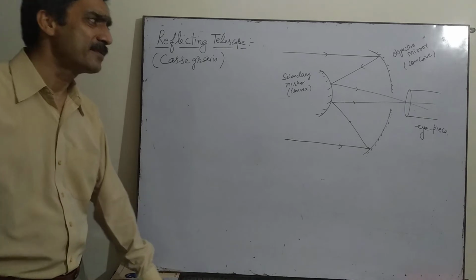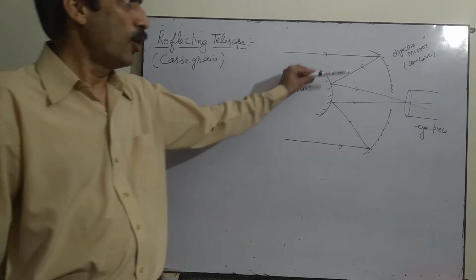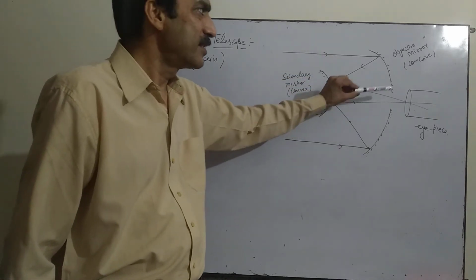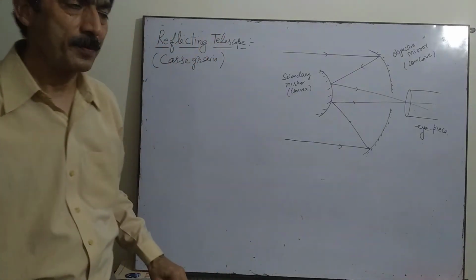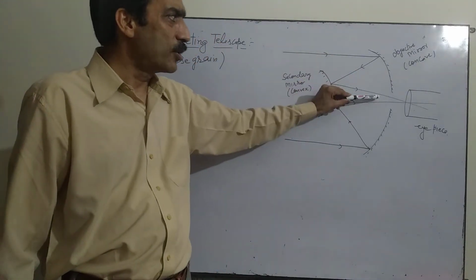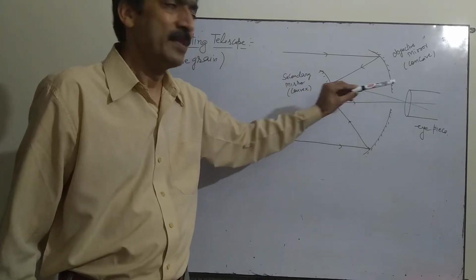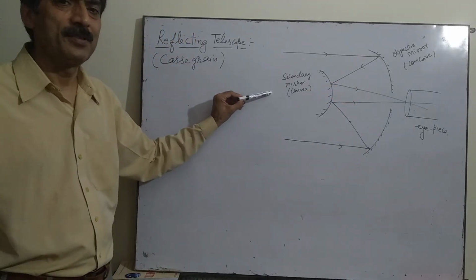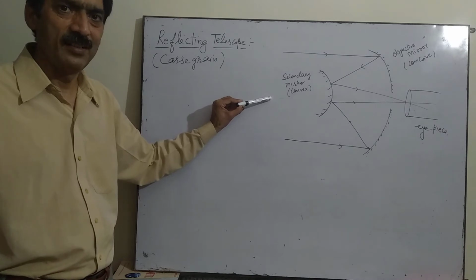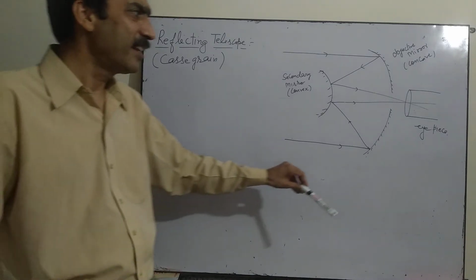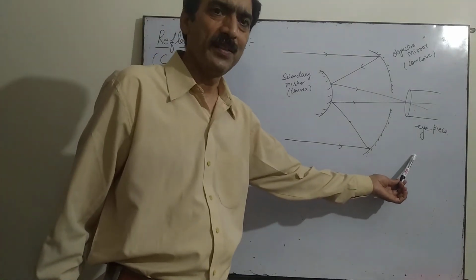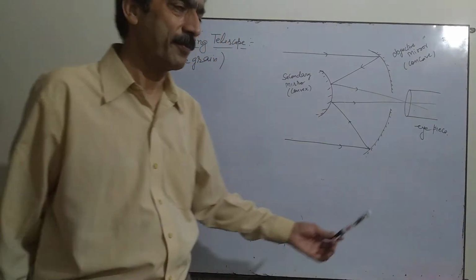In the reflecting type telescope, there is an objective mirror which is concave in nature. This objective mirror has a hole in its middle so that light can pass through. There is a secondary mirror which is convex in nature, and an eyepiece is here. Again, we use a lens. This is the defect.